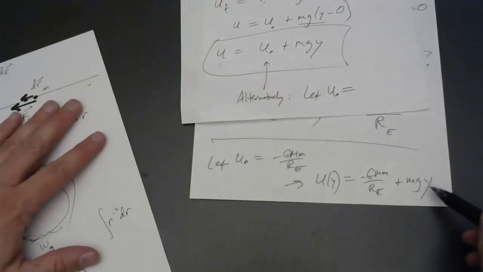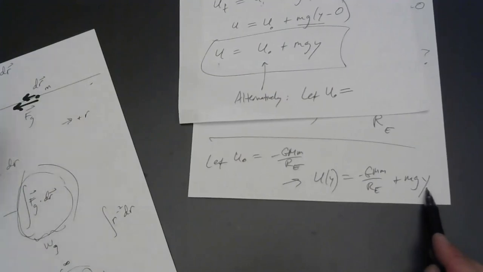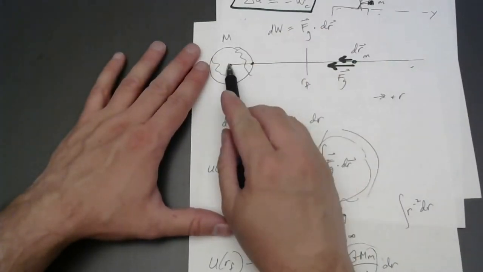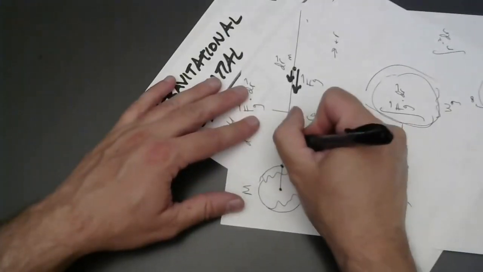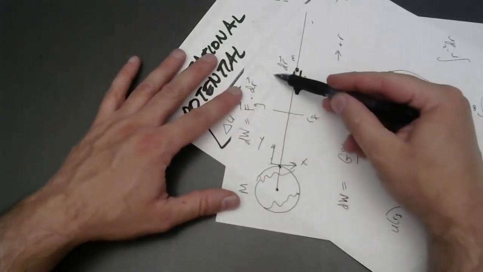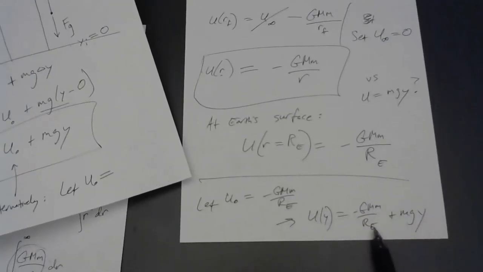Okay, now, what is Y? Y is the coordinate that we use. It's your height above the surface of the Earth. So if I go back to this picture, my R axis starts at the center of the Earth. But my y-axis, I could also use this coordinate system, call this x and y. My y-axis also points in the direction of increasing r, but my origin is at the surface, not at the center.